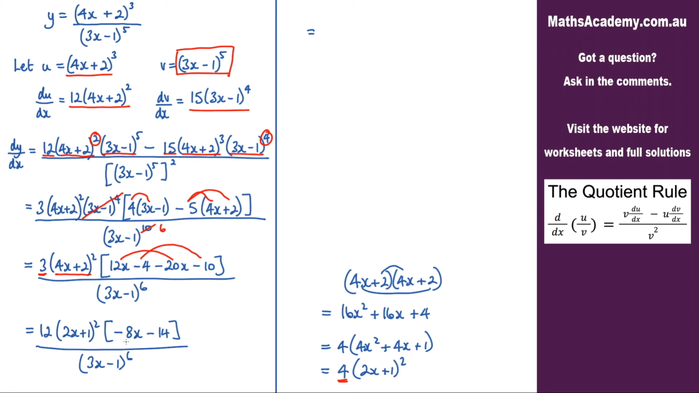Also notice I've got even numbers here, and we've also got a negative and a negative, so I can bring out a factor of negative 2. The negative 2 with this 12, obviously that'll be negative 24. We've got the (2x + 1) squared, and then we've got a 4x + 7, and that is all over (3x - 1) to the power of 6.